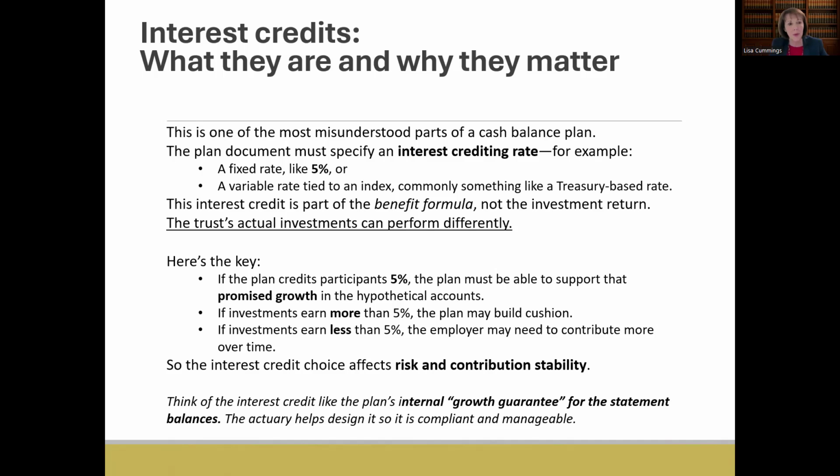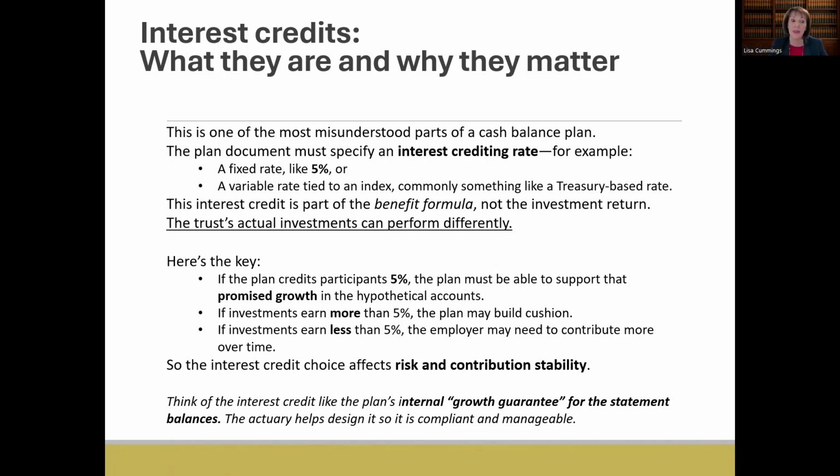So here's the key point to remember. If the plan credits participants 5%, the plan must be able to support the promised growth in the hypothetical accounts. If the investments earn more than 5%, the plan may build a cushion.